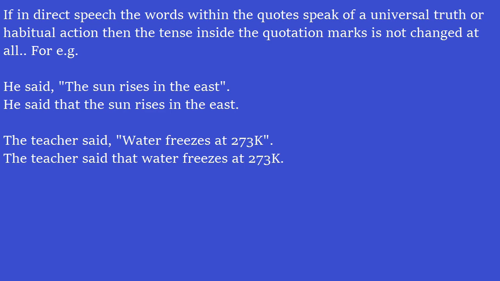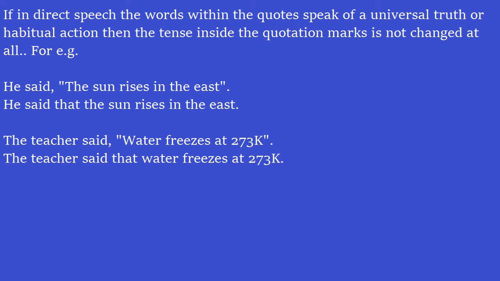If in direct speech the words within the quote speak of a universal truth or habitual action, then the tense inside the quotation marks is not changed at all. Now, if what the speaker speaks is a universal truth, then the rules again are not followed. He said the sun rises in the east. He said that the sun rises in the east. The sun rises in the east is a sentence in simple present and it should be changed to simple past according to the rules. But that is not what is being done here. Here we are just writing the sentence as it is. The sun rises in the east, even in the reported speech or indirect speech.